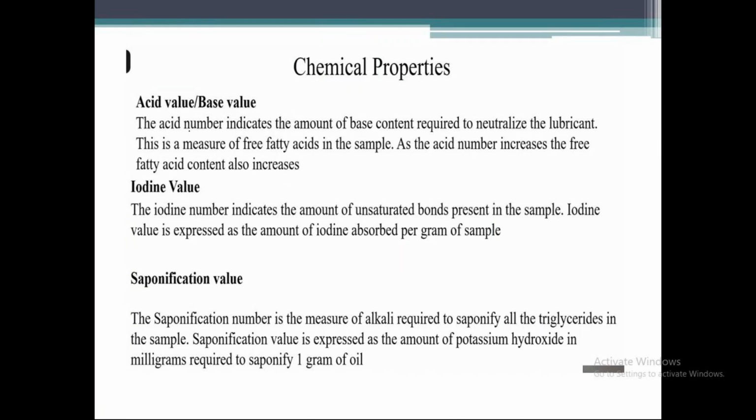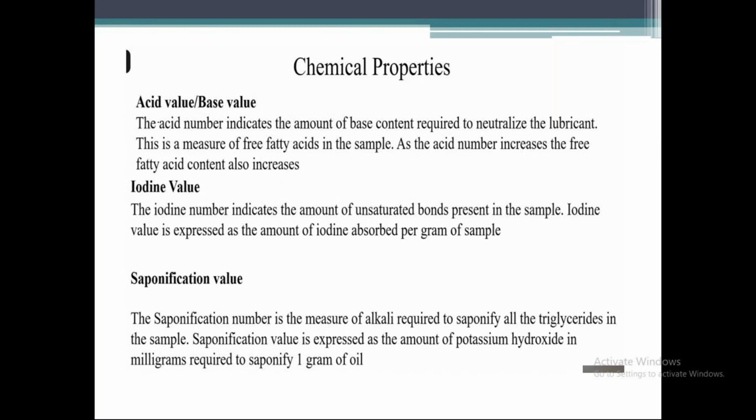The acid number, or the acid value or the base value, is one of the chemical properties of the lubricating oil. The acid number indicates the amount of base content required to neutralize the lubricant. If I put it in simple words, acid value shows how much acidity or fatty acid is present in that particular lubricant. So what you do is put in base and check how much base is getting consumed. It is vice versa: if it's a base value you want to find, you have to put the acid content. So this is a measure of free fatty acid in the sample. As the acid number increases, the free fatty acid content also increases.